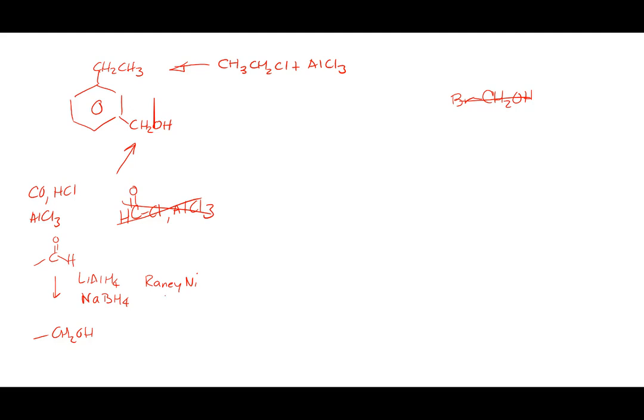Now, why can't I use Clemmensen or Wolff-Kishner? Clemmensen and Wolff-Kishner do what to the carbonyl? They reduce it to what group? To an alkyl group. I want to reduce this down to an alcohol. So I need to use lithium aluminum hydride, sodium borohydride, or I would accept Raney nickel. Okay.